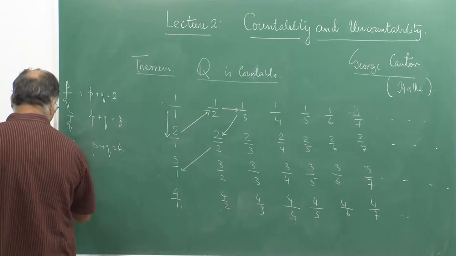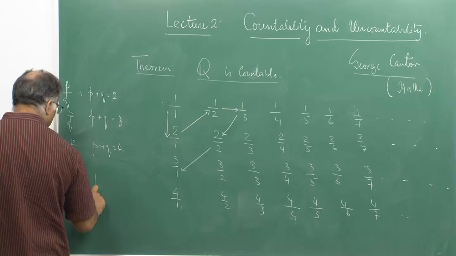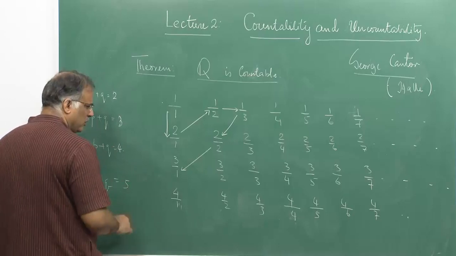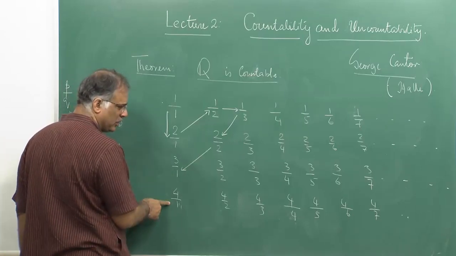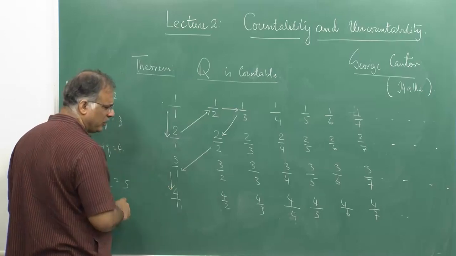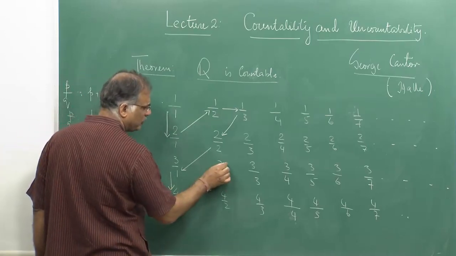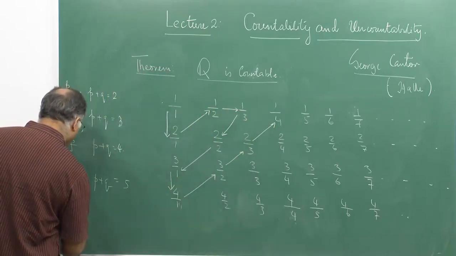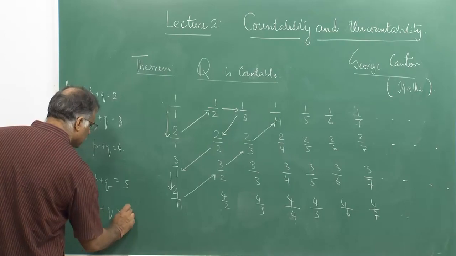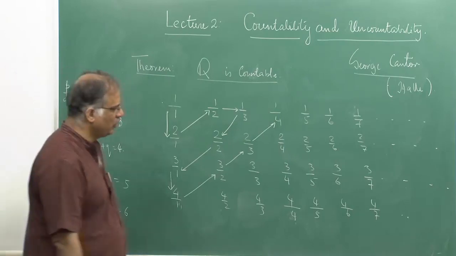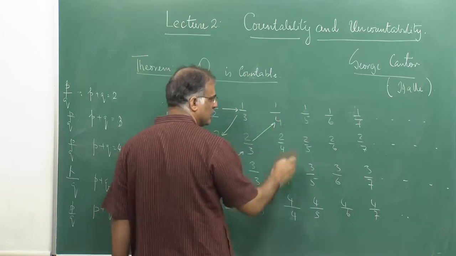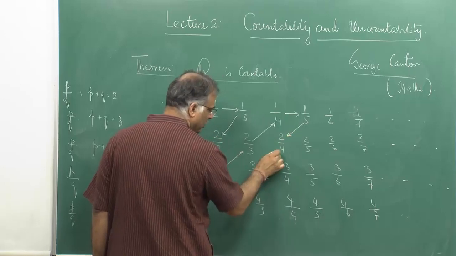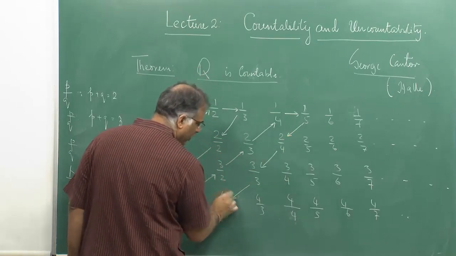Now I am again looking for P plus Q equal to 5. What is the next number making 5? 4 by 1, so I come to 4 by 1. After 4 by 1, 3 by 2 makes 5, 2 by 3 makes 5, 1 by 4 makes 5. Then again I do the job for 6. What makes 6? 1 by 5 makes 6. Then 2 by 4, 3 by 3, and 4 by 2.